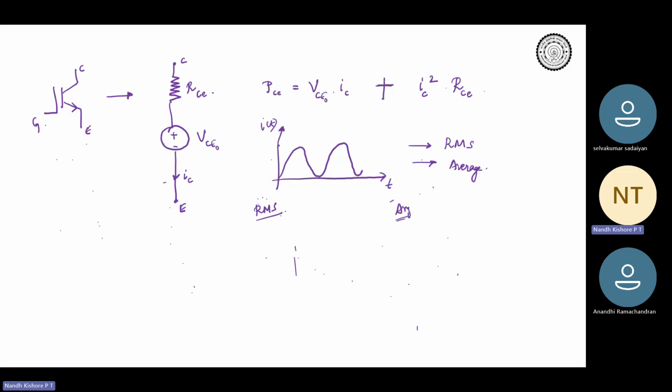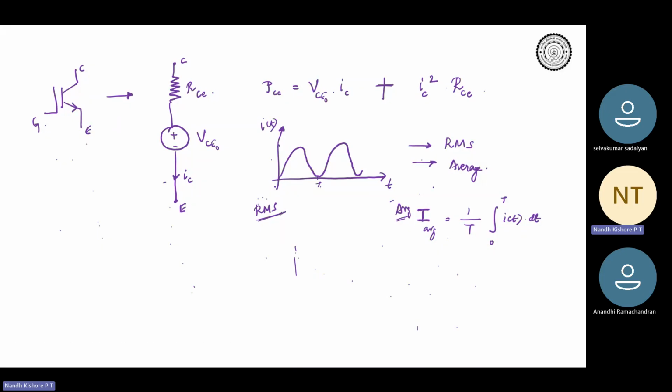Average is quite simple. Average is just the area divided by time period, right? So this is your 0 and this is your T period. So I average, or let me write this as capital I average, is going to be 1 by T integral 0 to T, I of T dt. Agreed? Is this fine?